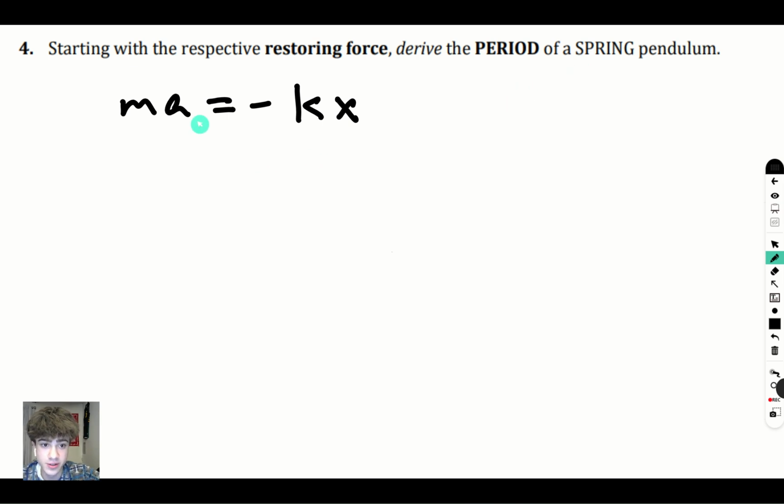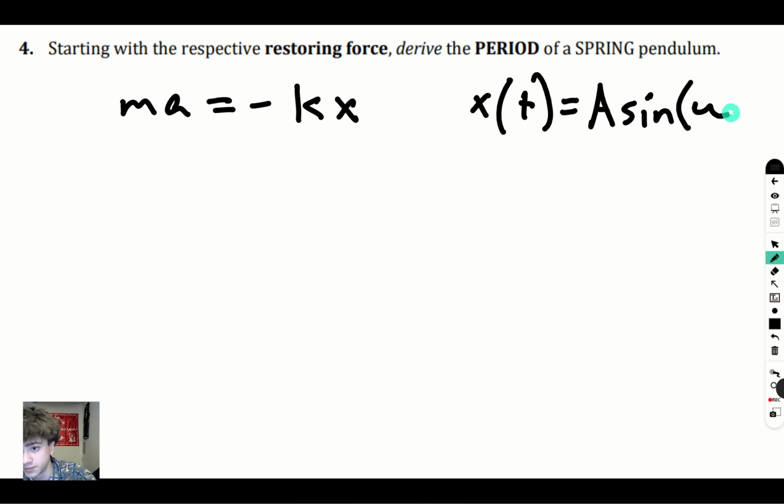The way we're going to do this is by using the displacement function in terms of time of a spring, or rather of an oscillating motion, which we know is amplitude times sine or cosine omega t. It doesn't matter. In this case, we'll use sine omega t. Alright, and from here, we have acceleration on this side, so we want to find acceleration on this side as well. The way we're going to do this is by taking two derivatives of this function.